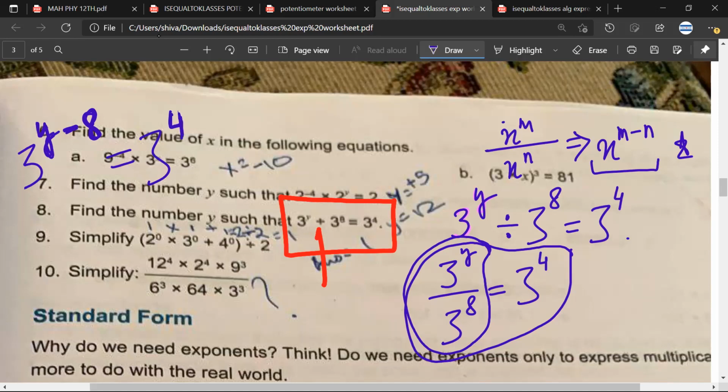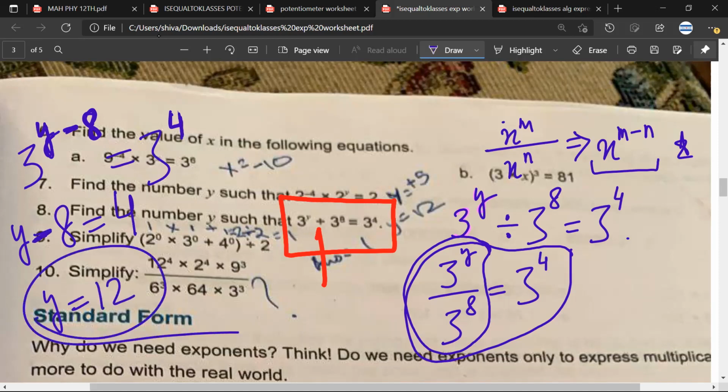So y minus 8 equals 4. And finally, y would be equal to? So 12. Mr. Satya, any doubt? No, sir.